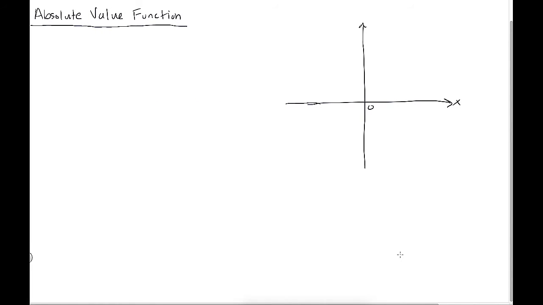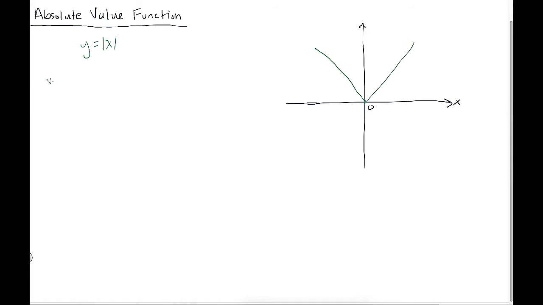Let's look more closely at the absolute value function. Now you may remember the absolute value function looks like this. Basically it looks like a V, where its point is at the origin right here. Now there's a reason why this happens, and it has to do with the fact that the equation for the absolute value function is absolute value of x.